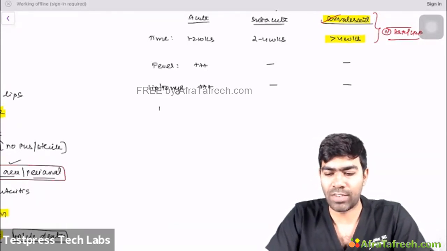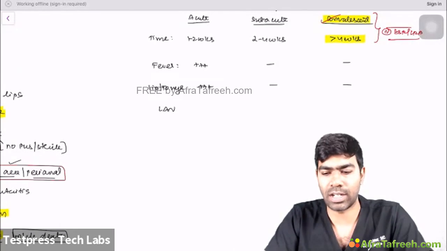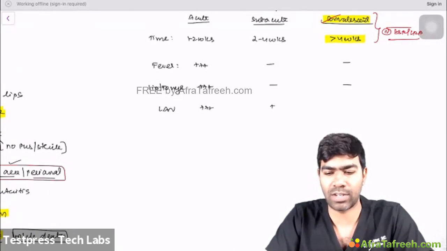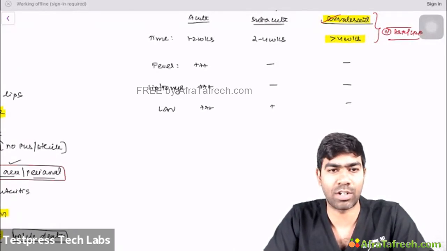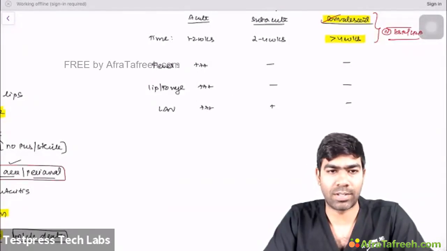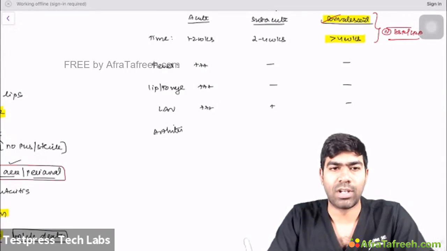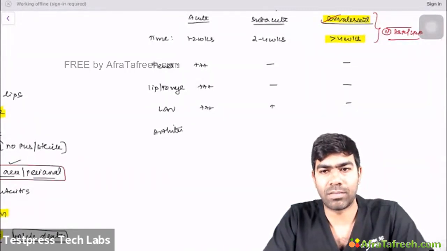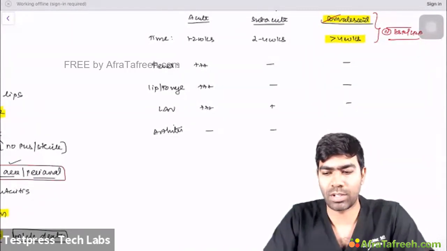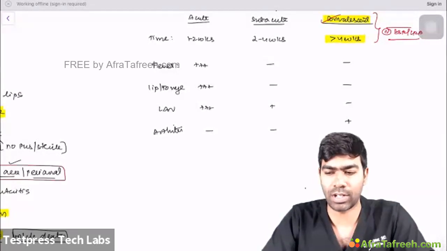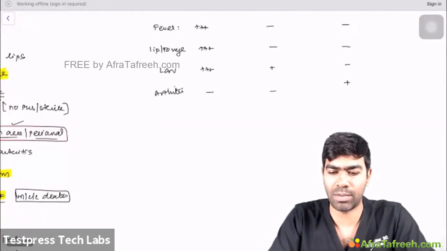Then as far as the lymphadenopathy is concerned, once again, it can be seen in the acute phase as well as the subacute phase, but it's not a feature of the convalescent phase. Then if you take arthritis, for example, arthritis is not a feature of an acute phase or a subacute phase. It's very classical during the convalescent phase. That is the time where you develop arthritis.